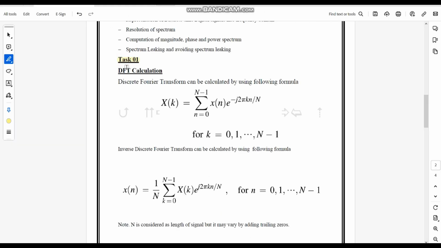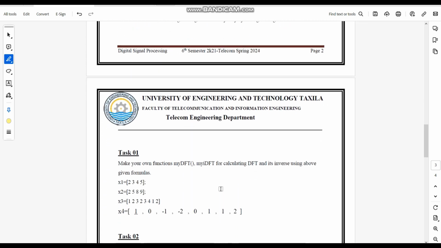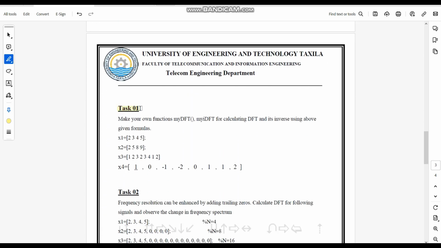Task 1 of the lab is about DFT calculation. Discrete Fourier transform can be calculated by using the following formula, whereas inverse discrete Fourier transform can be calculated by using the formula below. So Task 1 is: make your own functions myDFT and myIDFT for calculating discrete Fourier transform and its inverse using the above given formulas. The provided arbitrary signals are as follows. Let us observe the code.